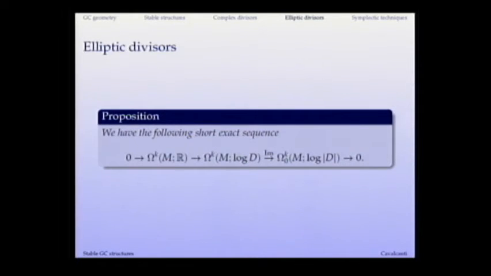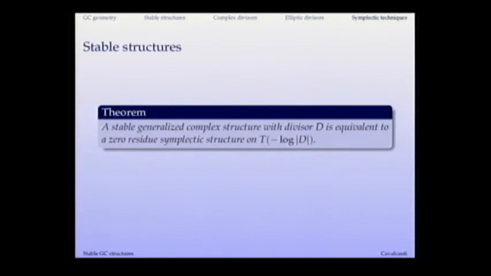So a stable generalized complex structure, with divisor D, is actually equivalent to a zero residue symplectic 2-form on this space. Now there is no taking some imaginary part and landing somewhere else, so I can really translate it. Stable is the same thing as symplectic somewhere, and hopefully that is of some use. Okay? But that's the point.